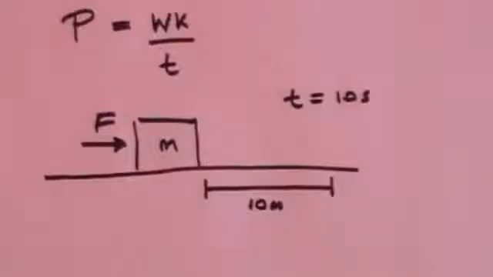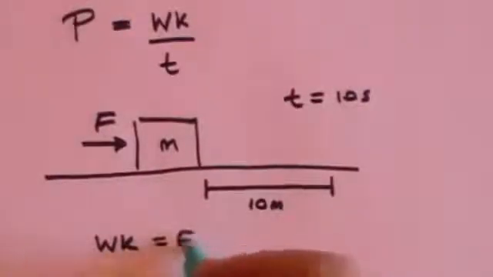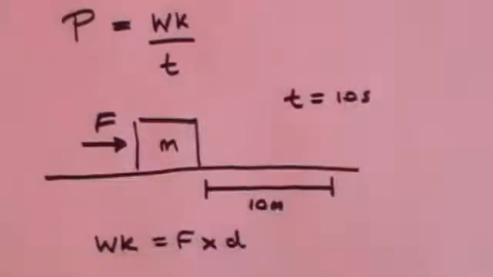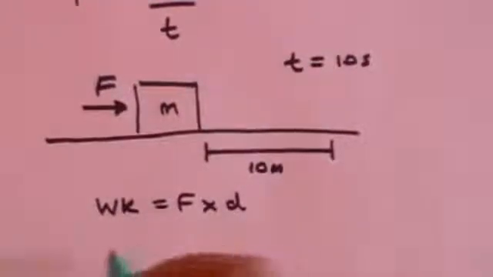Well, the first thing we have to do is to work out the work done. Work is force times distance. That's what we learned last time. And the power is then going to simply be work, or energy, divided by time. So it's the work done divided by the time it takes you to do it.